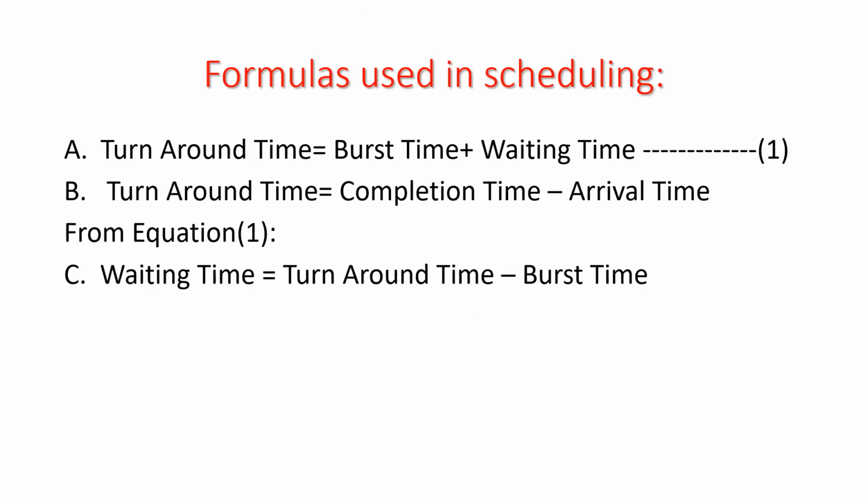Then these are the formulas for calculating the turnaround time and the waiting time. What I have said is that turnaround time is the combination of burst time and the waiting time. So from equation 1 we can say that the waiting time is equal to turnaround time minus burst time. And the second formula says that turnaround time is also equal to completion time minus arrival time.